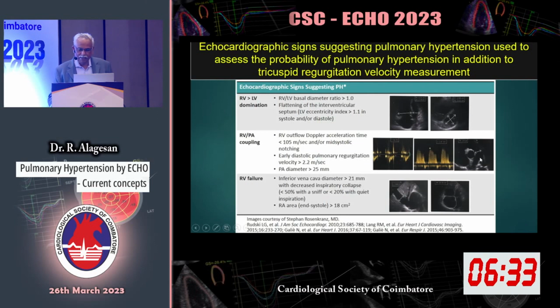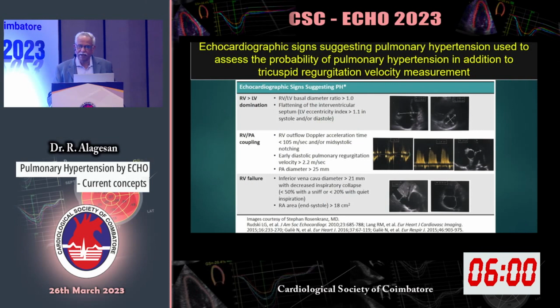If the main pulmonary artery and branch pulmonary arteries are dilated, the main pulmonary artery especially more than 25 millimeters, again this indicates pulmonary hypertension. If the inferior vena cava is dilated more than 21 millimeters with decreased inspiratory collapse, or the RA area is more than 18 centimeters square, then again it supports pulmonary hypertension. So at least one criterion from at least two of the groups should be present to support the diagnosis of pulmonary hypertension. So these are the supportive findings.